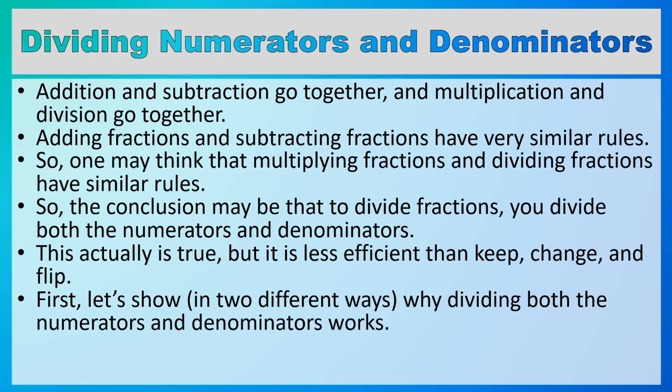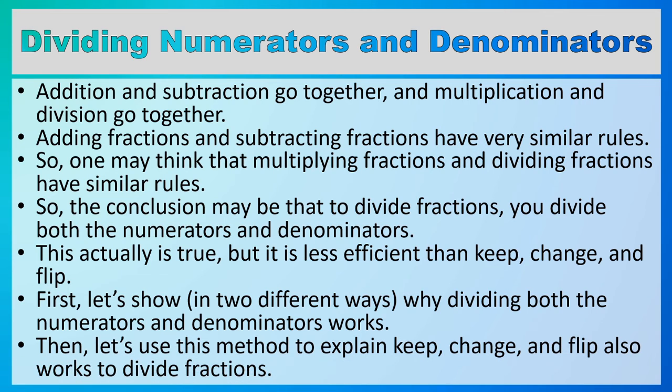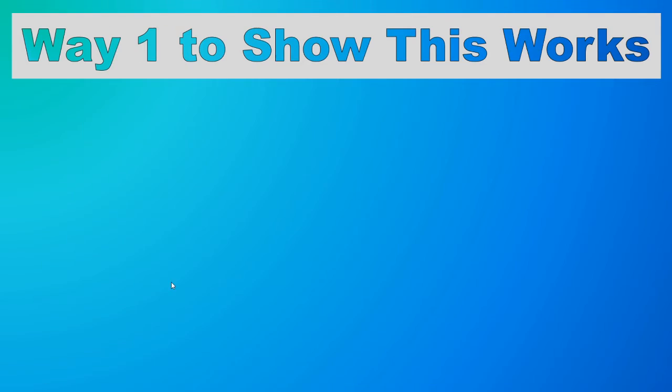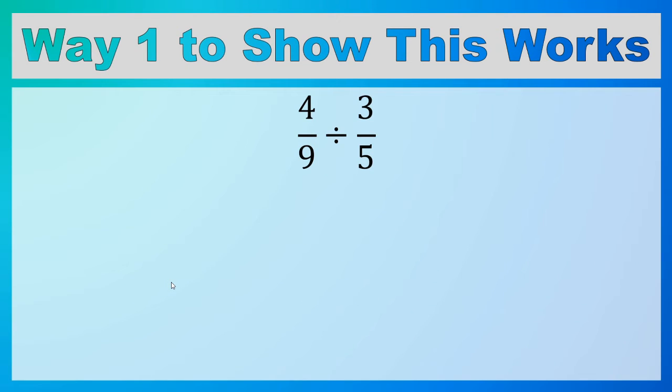First, let's show in 2 different ways why dividing both the numerators and denominators works. Now, the second way is a lot quicker than the first way, but different people understand concepts in different ways. Then let's use this method of dividing both the numerators and denominators to explain keep, change, and flip also works to divide fractions. 4/9 divided by 3/5.